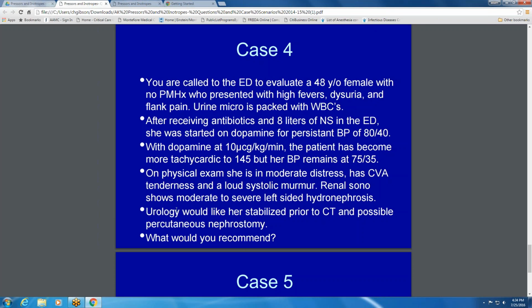Urology says, yeah, we'll do a perc nephrostomy, or actually, realistically, they'd have IR do it probably, but they want her stabilized first, which is reasonable. You don't want her going to the IR suite with that blood pressure.